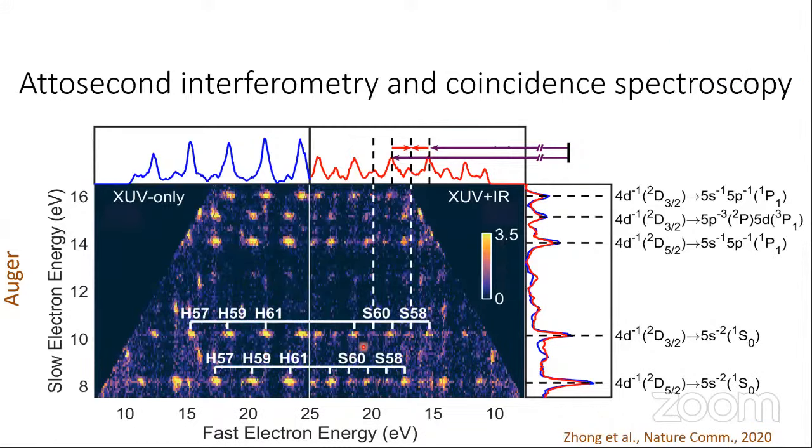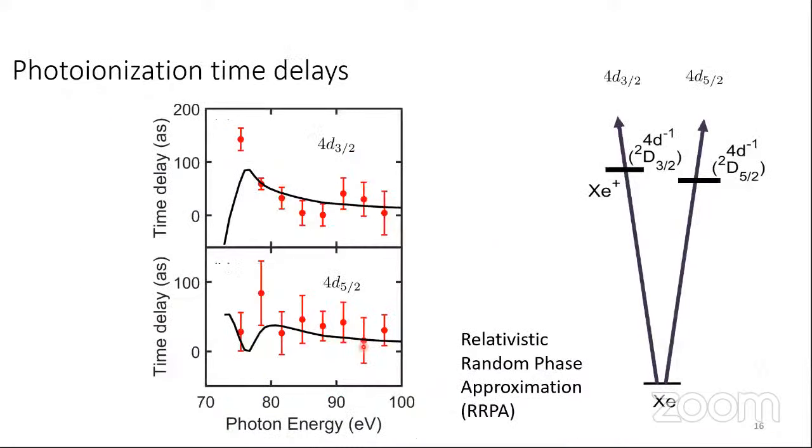Can I ask another question about your results? I did not really understand why the 4D 3/2 and 5/2 phase delay is so different. Can you explain this again? First of all, they are similar in this region here, but they are different at threshold.